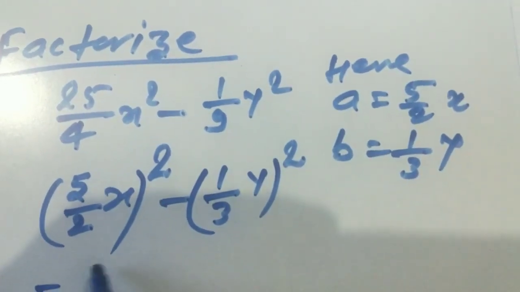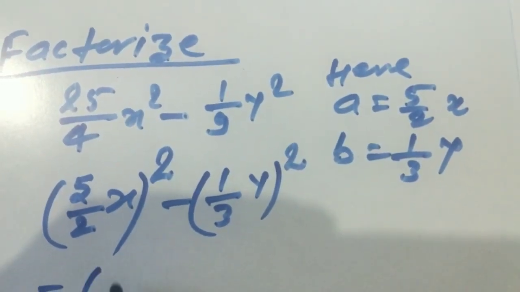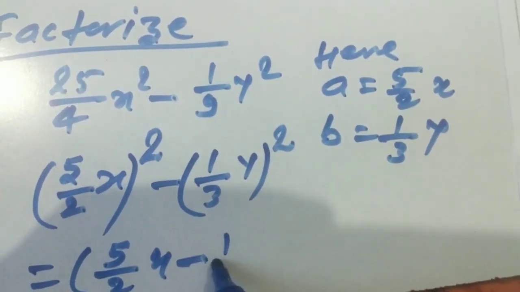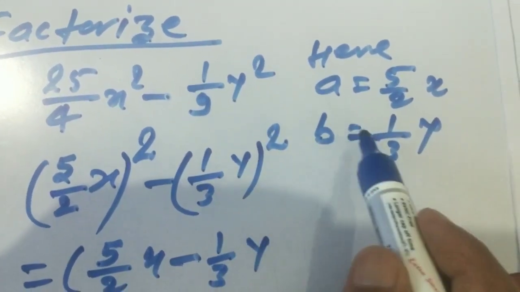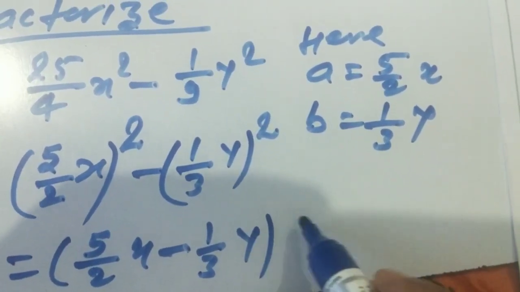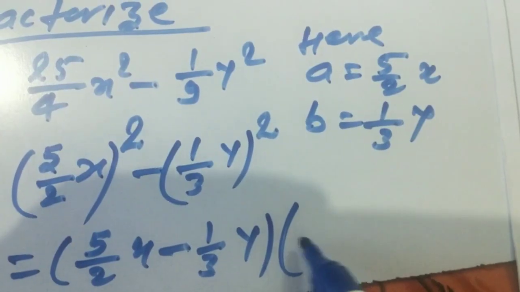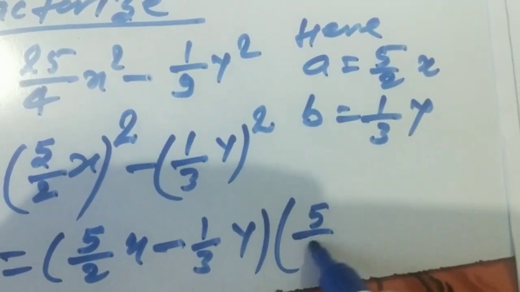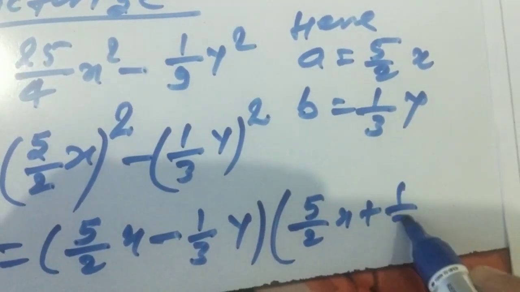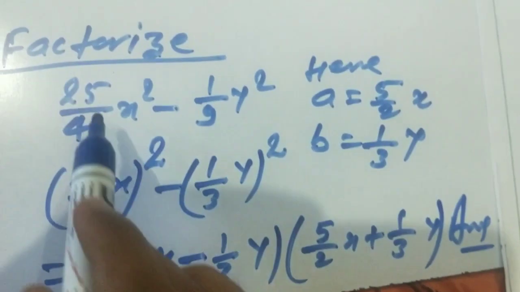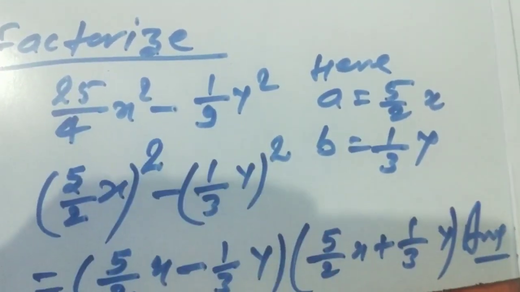So write a minus b into a plus b, that is you have to write here 5 by 2x and minus b, that is 1 by 3y. At the place of b we have to write 1 by 3y, and the bracket is closed, and in the second bracket you have to write a plus b. So write again 5 by 2x plus 1 by 3y. This is your answer, or this is the factorization for the given expression.